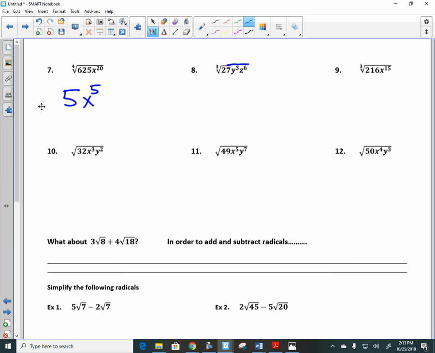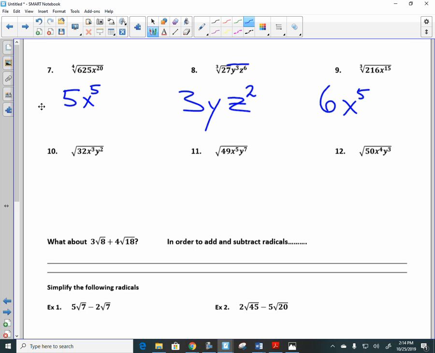I apologize for number 8, but the square root should have gone over the whole thing. What do you multiply by itself 3 times to get 27? 3. What do you multiply by itself 3 times to get y to the third? Y to the first. What do you multiply by itself 3 times to get z to the 6th? Z to the second. That's the answer. That's it. We're going to make it more difficult here in just a second. Cubed root of 216. 6. What do you multiply by itself 3 times to get x to the 15th?